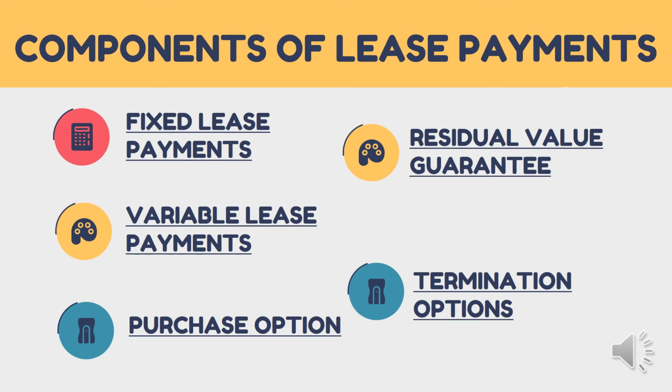Components of lease payments. The lease payments comprise the following payments for the right of use the underlying asset during the lease term. Una is the fixed lease payment. Second is the variable lease payments. Third is the exercise price of purchase option if the lessee is reasonably certain to exercise the option. Fourth is the amount expected to be payable by the lessee under a residual value guarantee. And lastly is the termination penalties if the lease term reflects the exercise of a termination option.